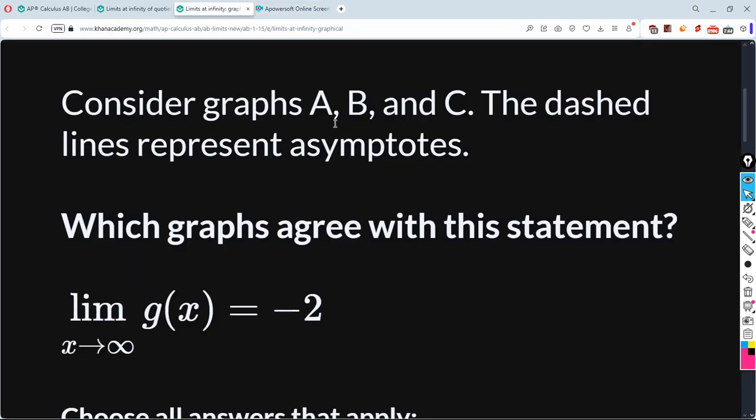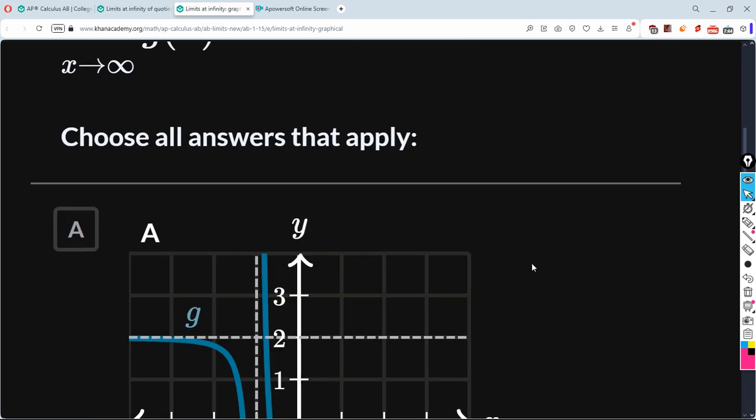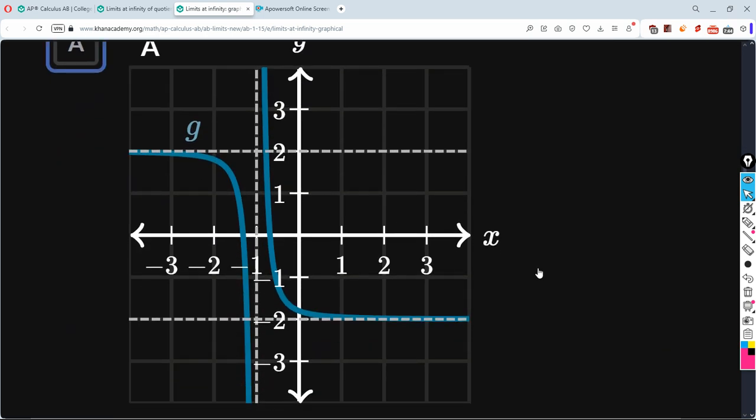All right, last one. We have graphs A, B, and C. We want to find the limit as x approaches positive infinity, the ones where it equals -2. Choose all answers. Remember, we established positive infinity was in this direction. We want to see the ones that approach -2. So let's trace the graph to the right, and we can see it does indeed approach this asymptote, which is y equals -2. So A is good.